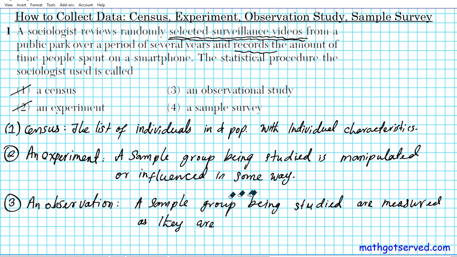For an observation, you just look and record, and that's exactly what's happening here. The sociologist is just looking at the videos and just recording the amount of time people spend on their cell phones. So the statistical procedure that the sociologist used in this particular scenario is an observation study. Okay, so that's the answer.